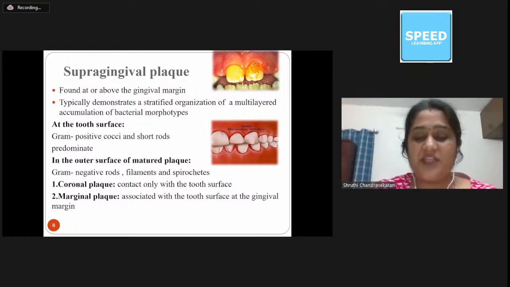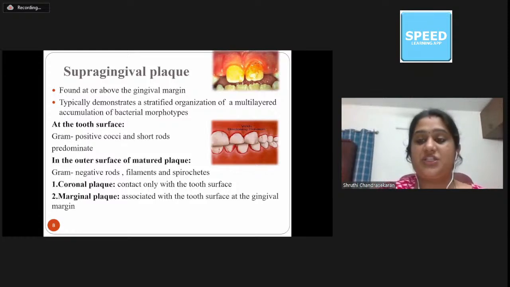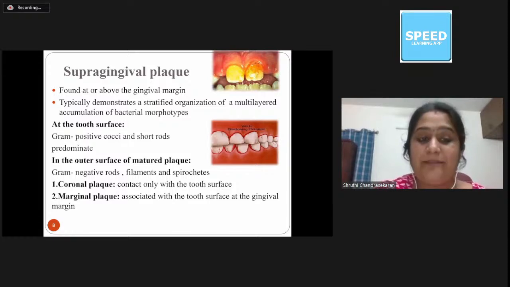Moving on to the supragingival plaque, as I already mentioned, it is located above the gingival margin. It demonstrates a stratified organization of a multi-layer accumulation of different types of bacteria. So it is stratified. At the tooth surface, it is mainly made up of gram-positive cocci and short rods.